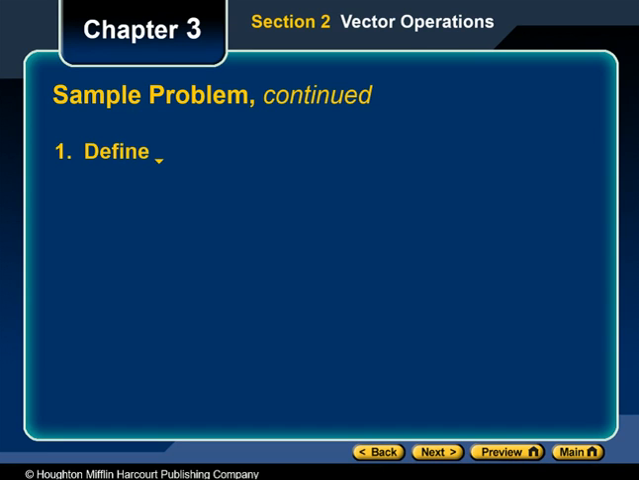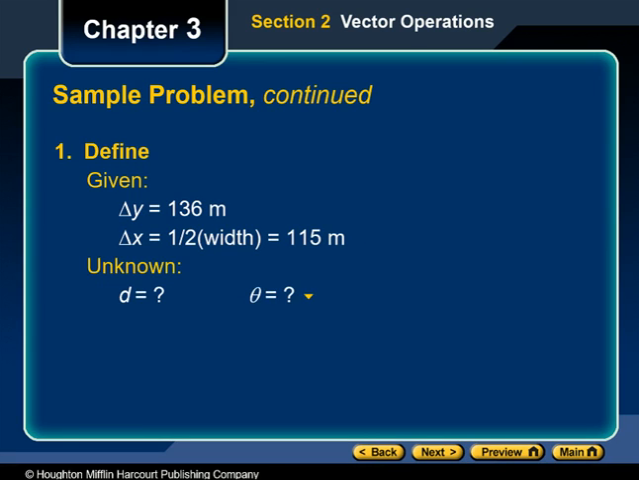So first thing that we're going to do is define some stuff, meaning, let's take stock of what we know. We know that we've been given a delta y, it's 136 meters. We've also been given a delta x. Here's a little bit of a tricky thing. That's going to be the width of the pyramid. We're actually only going to take half of that, right? The 2.30 times 10 to the second meters.